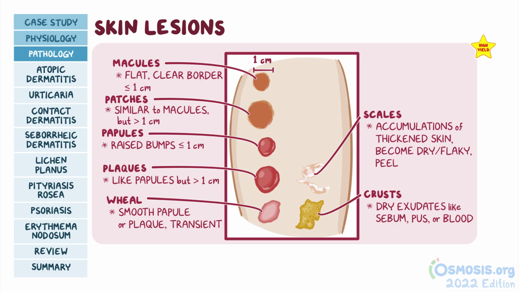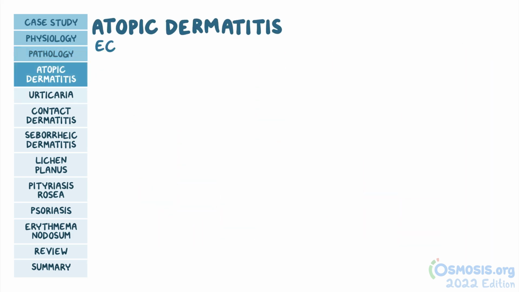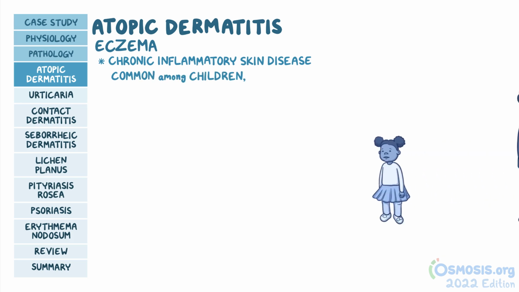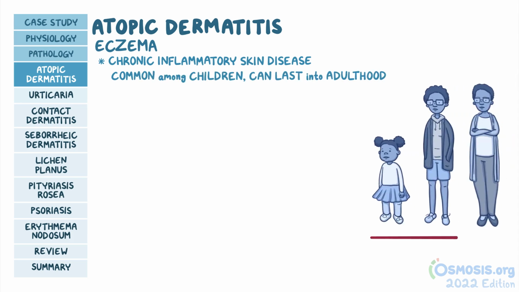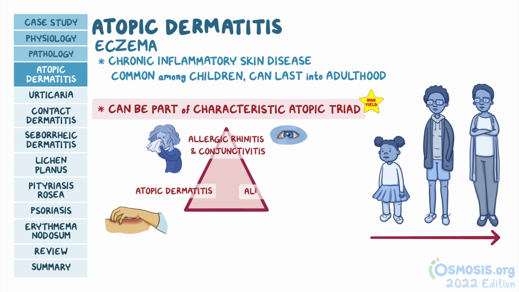Alright then, on to papulosquamous and inflammatory skin disorders. Let's begin with atopic dermatitis, also known as eczema. This is a chronic inflammatory skin disease that's particularly common among young children, but can last into adulthood. For your exams, remember that it can be part of the characteristic atopic triad, which includes atopic dermatitis, allergic rhinitis and conjunctivitis, and allergic asthma.